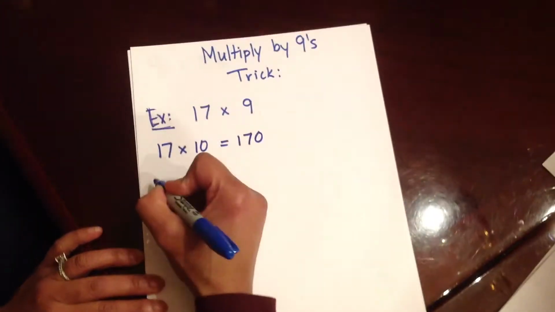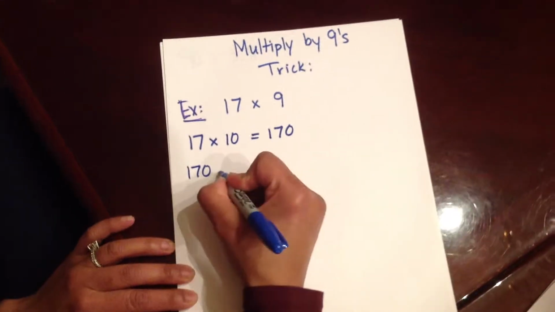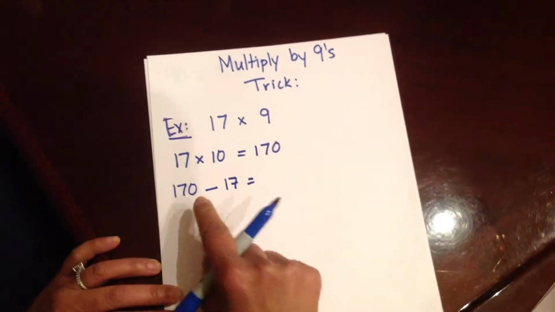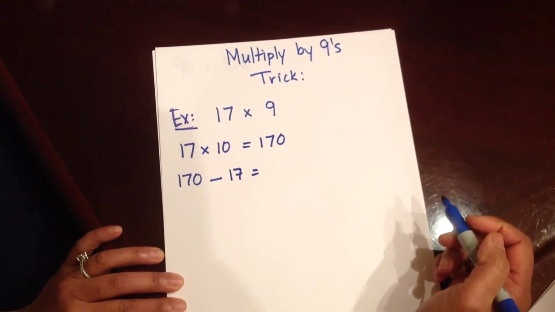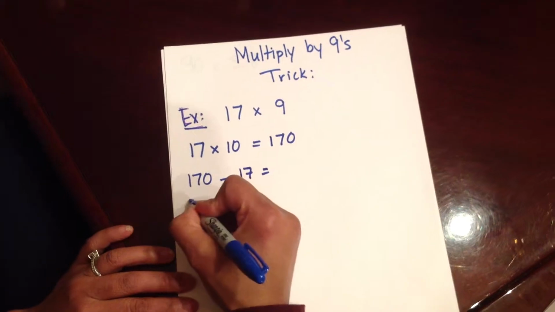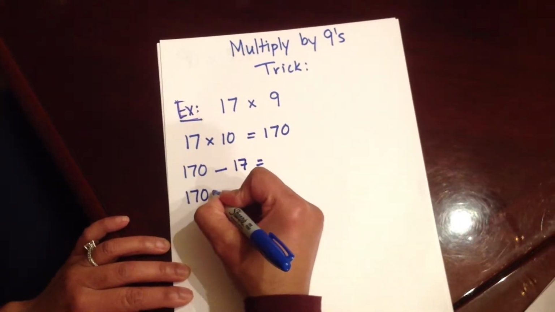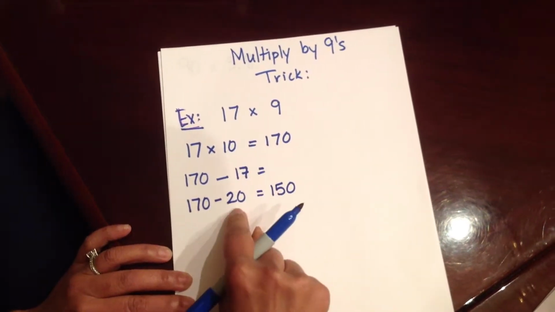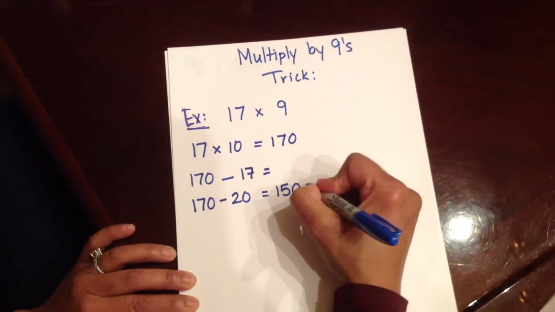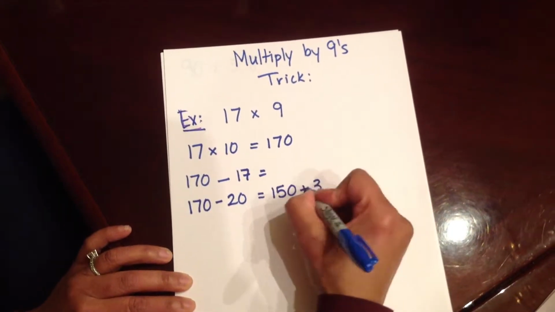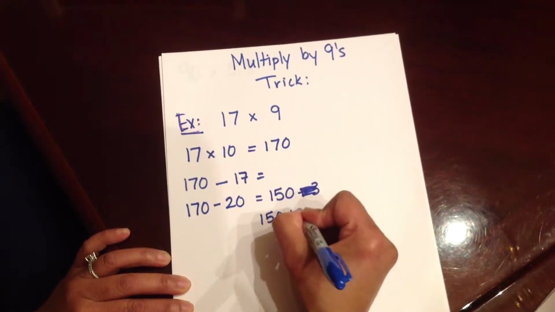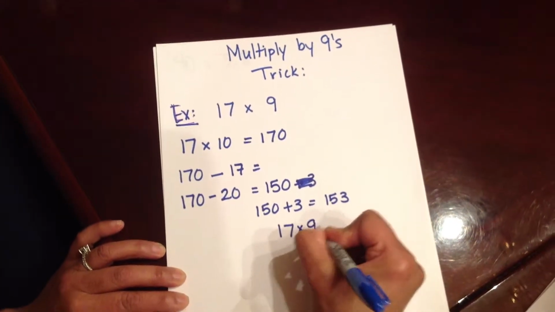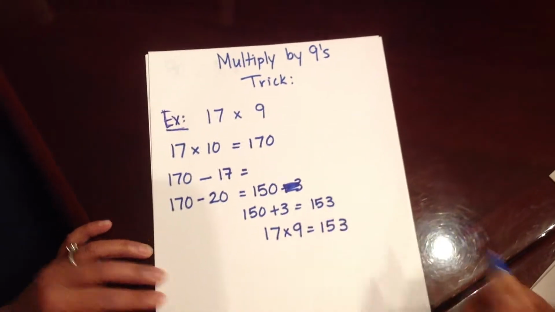Then you're going to take 170 and subtract that same number, and that will be your answer. This will take some mental math, so I would probably take 170 minus 20, which equals 150. Since 20 is 3 more than 17, I would add 3 to the answer and get 153. So 17 times 9 is equal to 153.